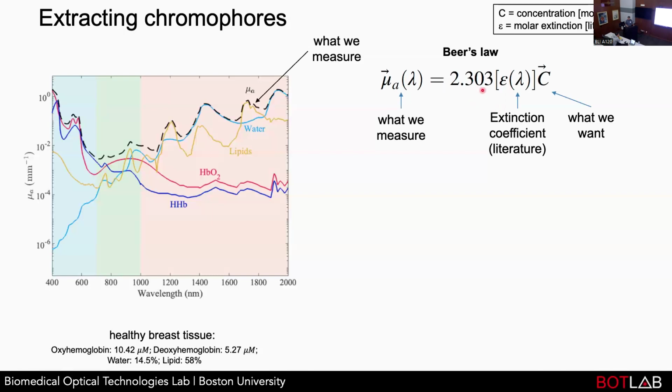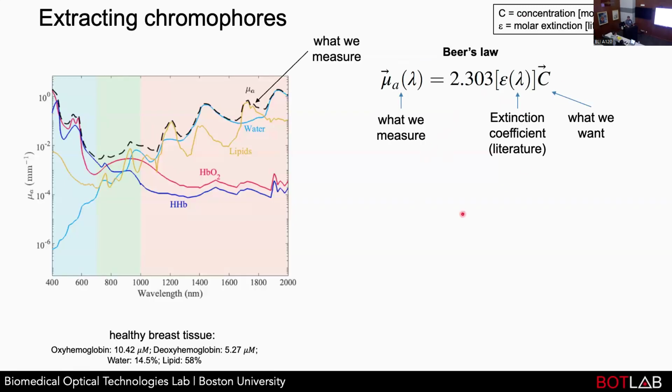Is anybody wondering what this 2.303 is? I'll speak a little bit more about it tomorrow, but this is just a conversion. Extinction values you get in literature, and I'll show you a whole bunch of sources for extinction values tomorrow, are often given in log base 10, but Beer's law and mu-A are defined in log base e. So the 2.303 is just the natural log of 10. It's a conversion between the extinction coefficient in log base 10 to log base e. Okay, you can see the simple linear equation.